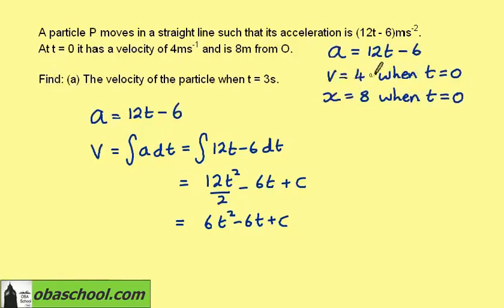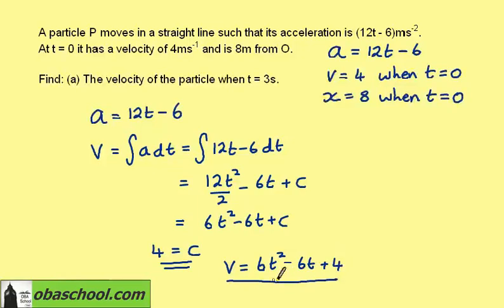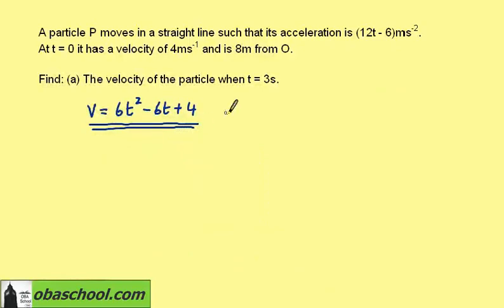We can use the information that v equals 4 when t equals 0 to work out the value of c. We know that 4 is equal to 6 times 0, which is 0, take away 6 times 0, which is 0, plus c. So therefore, c is equal to 4. v then will be 6t squared minus 6t plus 4. So we know the velocity is 6t squared minus 6t plus 4.